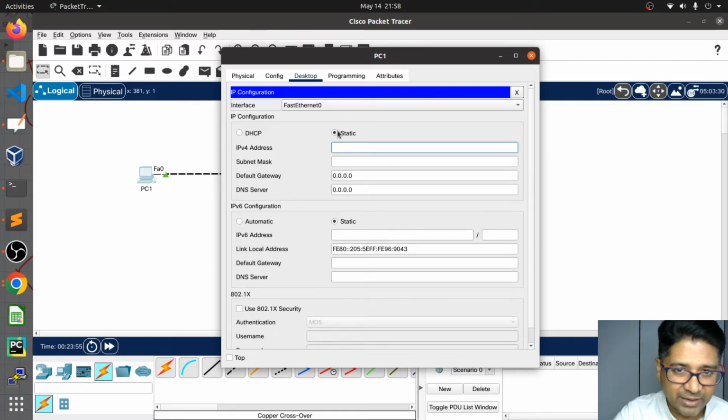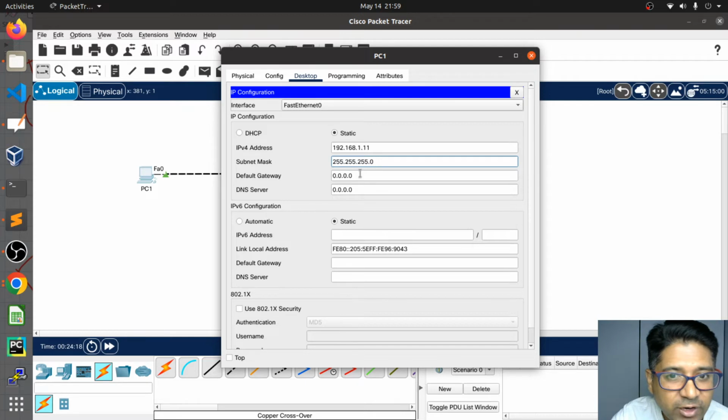I have selected static and I am going to give the IP. We have two PCs. I am going to use only class C. So class C, 192.168.5.1 or 11. As soon as I click here, it takes the automatic subnet. It took /24. Can you see that? /24.